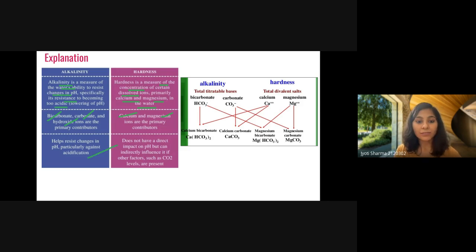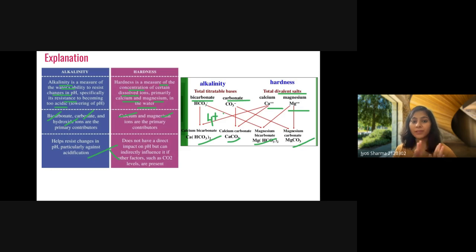And this is the same as the first point. And just see here, we have bicarbonate and carbonate in the alkalinity because these are neutralizing the H plus ion, so these are neutralizing the acidity. And we have calcium and magnesium in the hardness, so we have divalent salt here. And the mixture of this carbonate and multivalent cation can give you a lot of compounds. For example, calcium bicarbonate, calcium carbonate, magnesium bicarbonate, and magnesium carbonate.